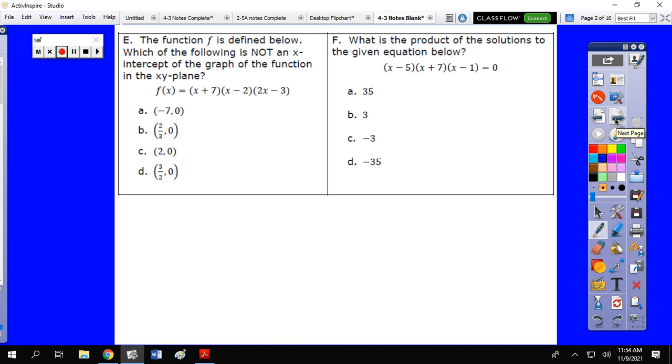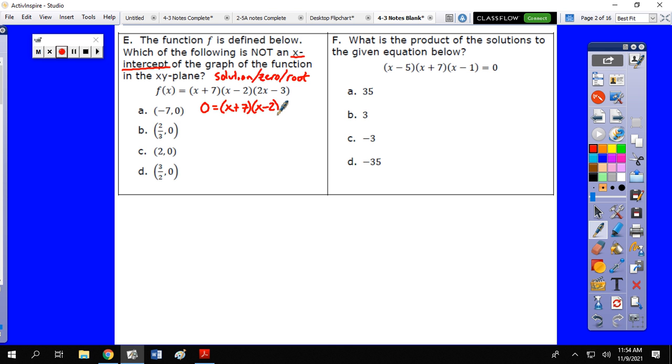Okay, so E and F are examples of SAT-style questions based on the zero product property. Example E says the function f is defined below, which of the following is not an x-intercept of the graph of the function in the xy plane. Well, when we see the word x-intercept, we are supposed to think of several other words. Those other words are solution, 0, or root. All 4 of those words mean the same thing. In other words, we are supposed to figure out when f of x is equal to 0.